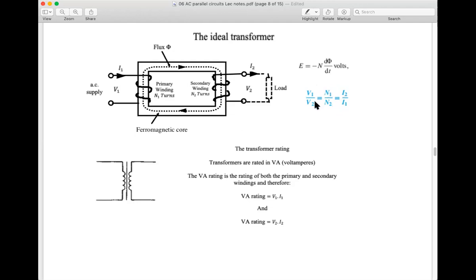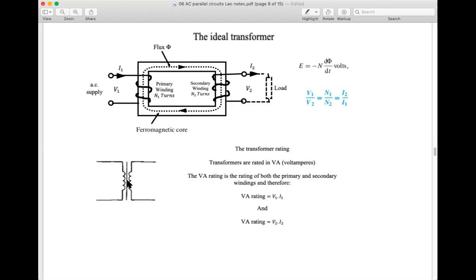What you should always remember about that equation is the voltage and the number of turns ones are the same way up. The current is always the other way up, because you could equally write each of these as their reciprocals. You could write V1/V2 is equal to N2/N1 is equal to I1/I2, i.e. turn them all up the other way. Do you all understand that?